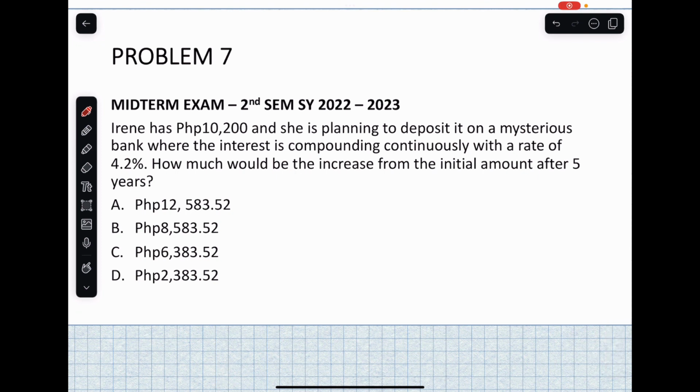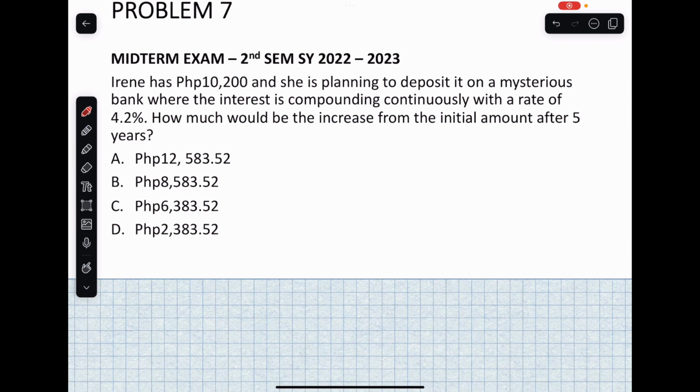This is a problem from last semester, for school year 2022-2023, so this is just last year. Irene has 10,200 pesos and she is planning to deposit it in a mysterious bank, a confidential bank, where the interest is compounding continuously at a rate of 4.2%. How much would be the increase from the initial amount after 5 years?